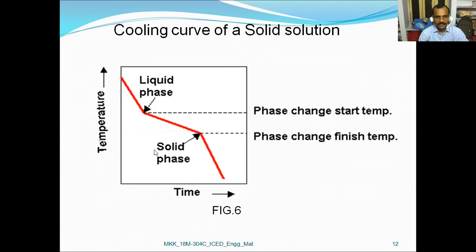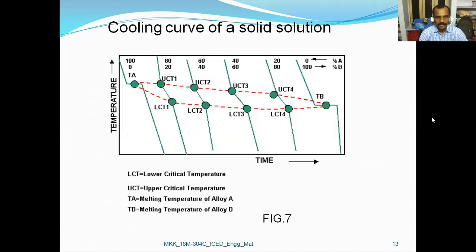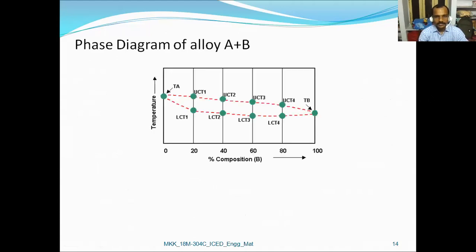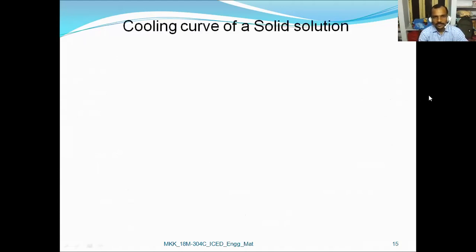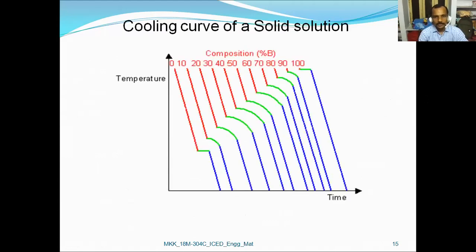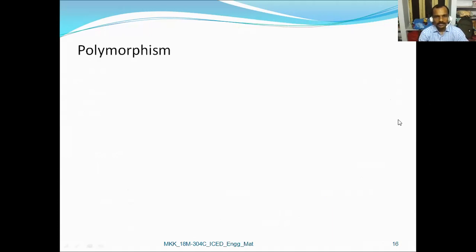This is the liquid phase and this is the solid phase. This is the phase changing start temperature and phase changing finishing temperature. Later we discussed some points like lower critical temperature, LCT, upper critical temperature, UCT, melting temperature of alloy A, TA, and melting temperature of alloy B, TB. We also discussed more points about the phase diagrams and the cooling curve of a solid solution, a graph plotted between temperature and time.